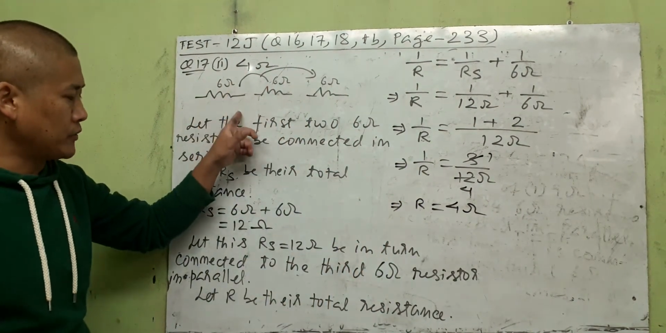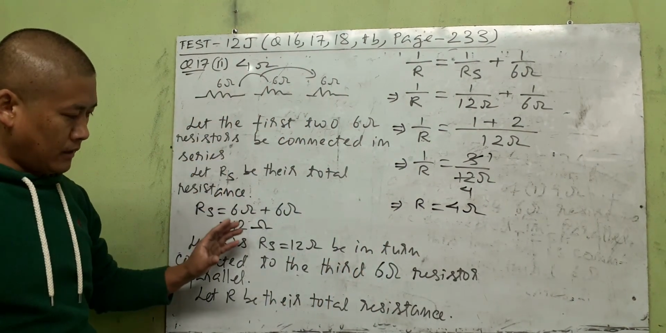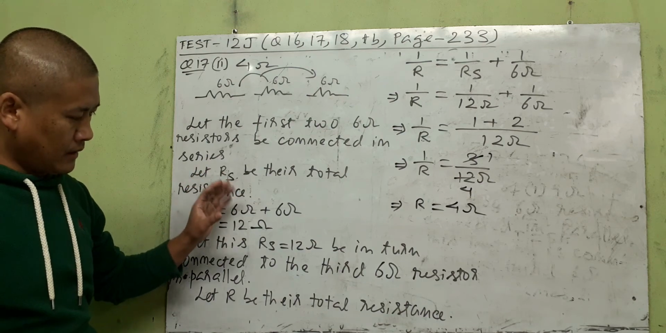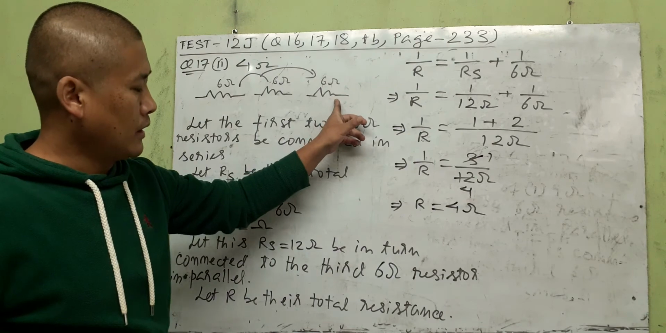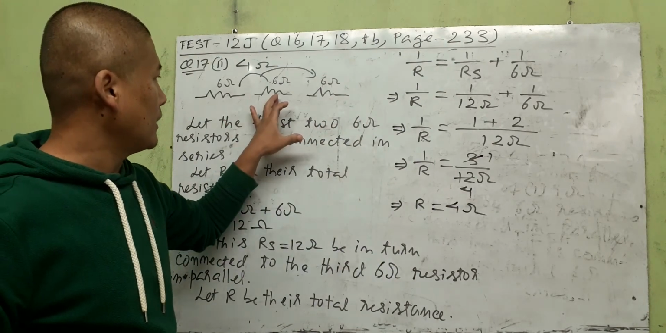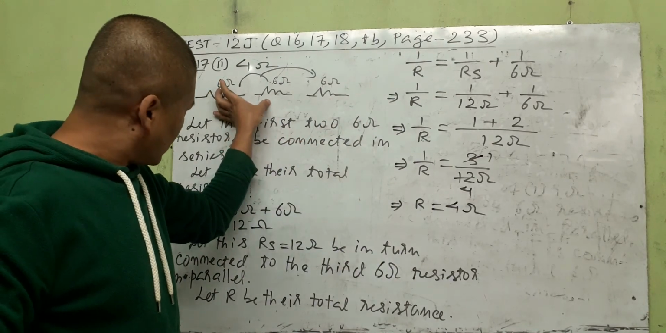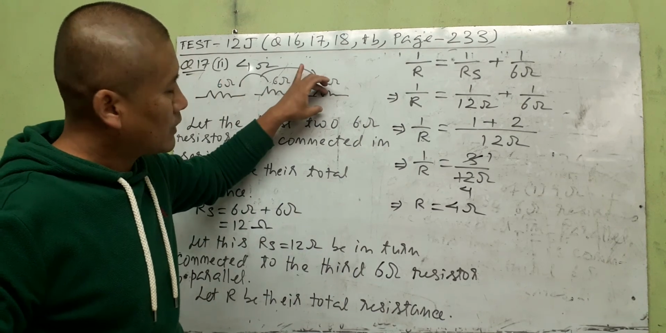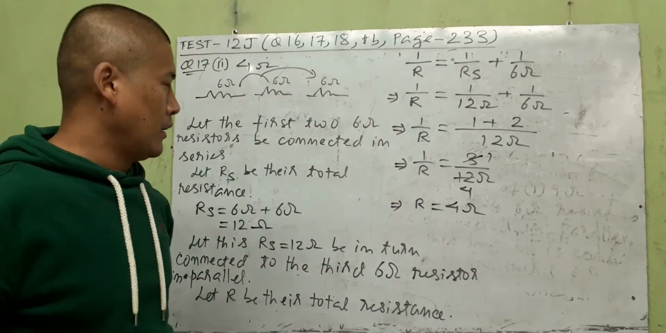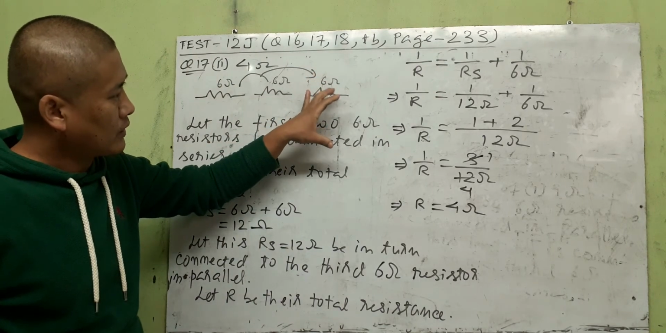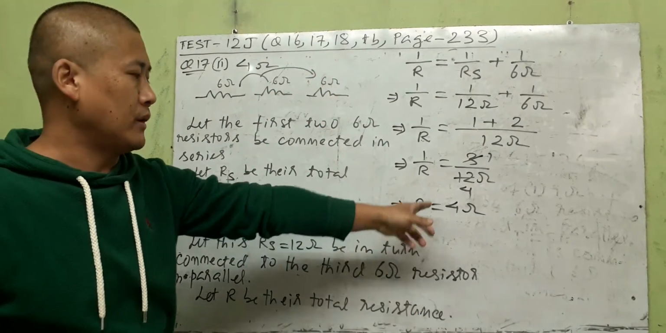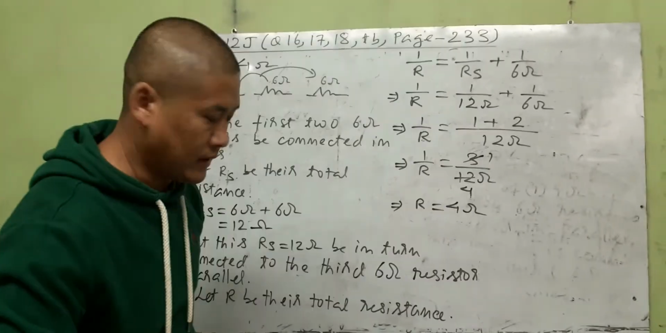When we connect the first two in series, the combination comes out 12, which is connected to the third 6 ohm resistor in parallel. So first two in series, and then connect the combination to the third in parallel, then we're getting 4 ohms. So we can write the answer now.